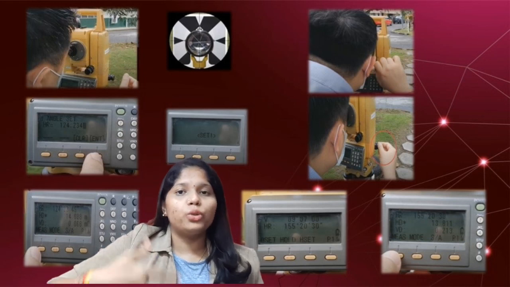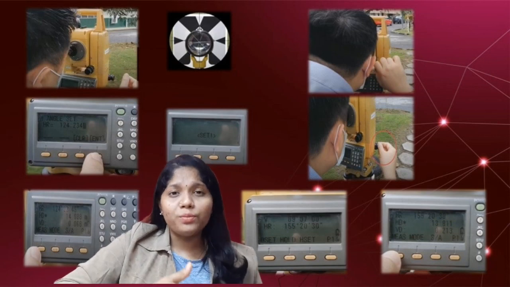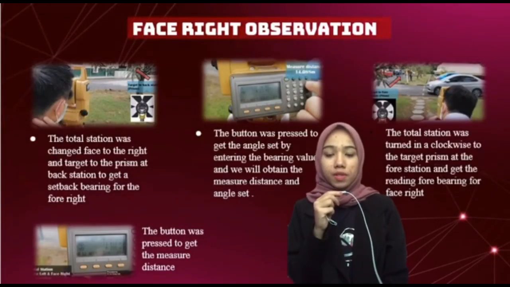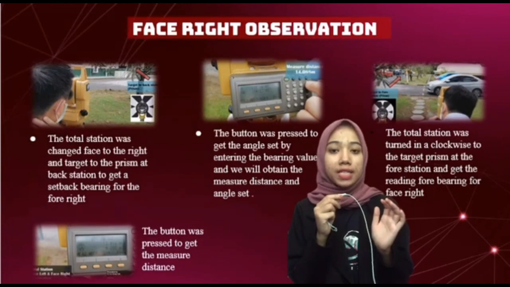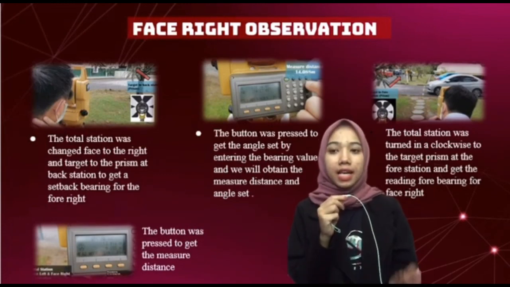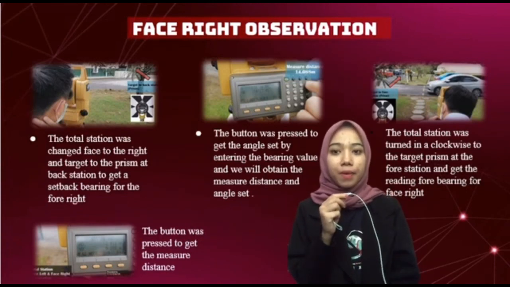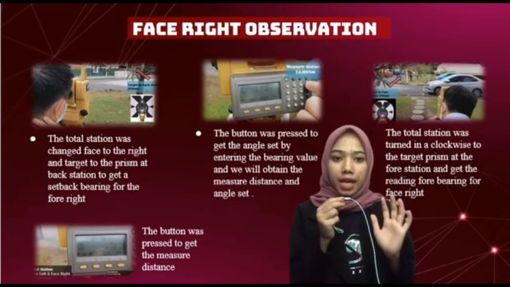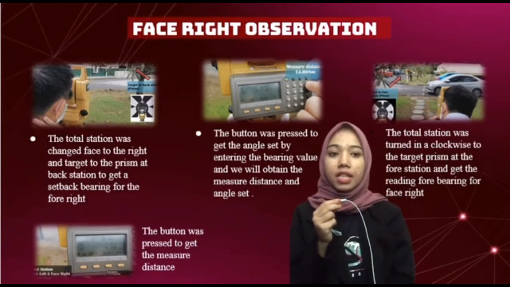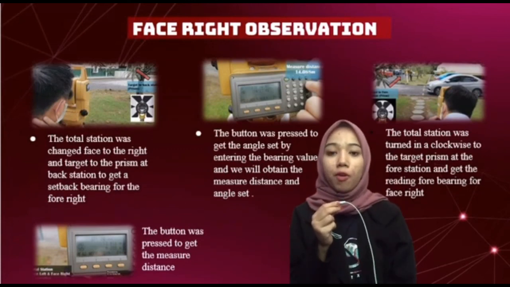Next, rotate the total station to get the face right observation. First, the total station was changed face to the right and targeted to the prism at the back station to get a setback bearing for the face right. Second, the button was pressed to get the angle set by entering the bearing value, and we will obtain the measured distance and angle set. Next, the total station was turned clockwise to the target prism at the 4th station and get the reading for bearing for face right.